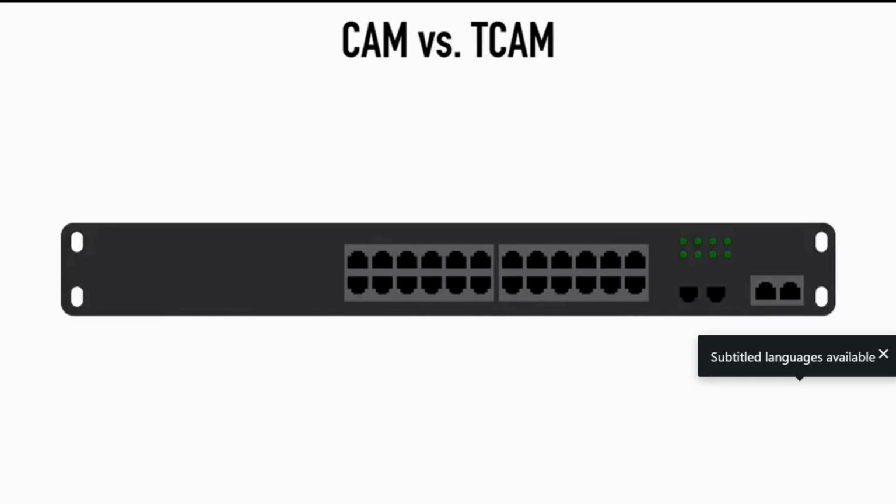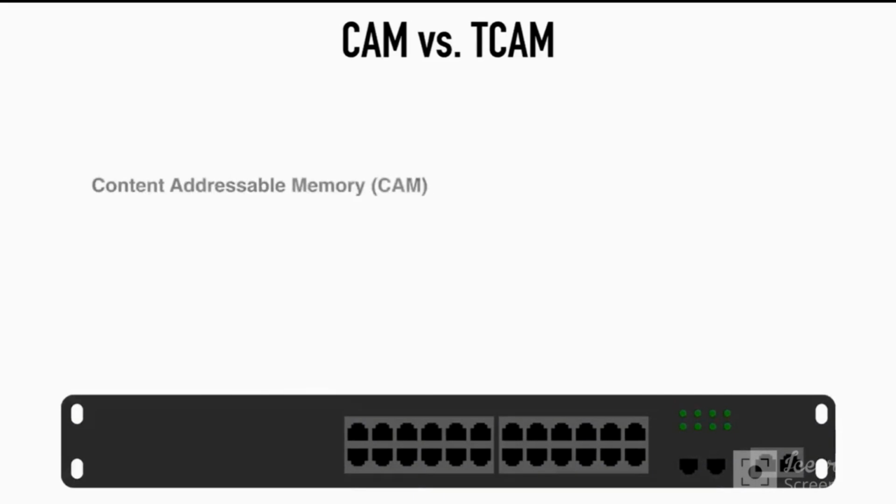Cisco Catalyst switches use several different types of tables to assist in the switching process. Two of these specialized memory architectures that we're going to compare are the CAM and TCAM. CAM stands for Content Addressable Memory, and all models of Catalyst switches use a CAM table for layer 2 switching.